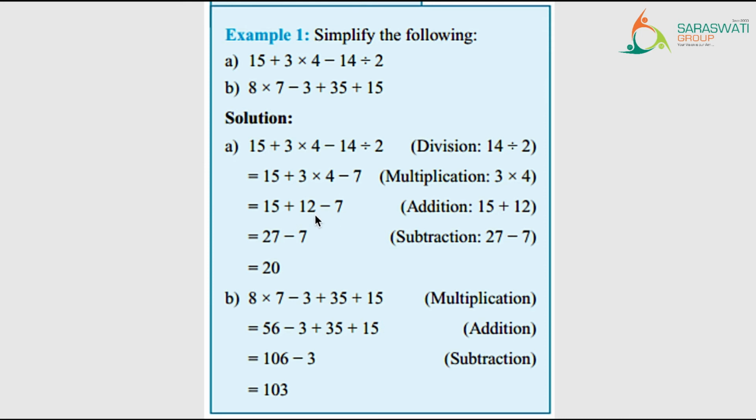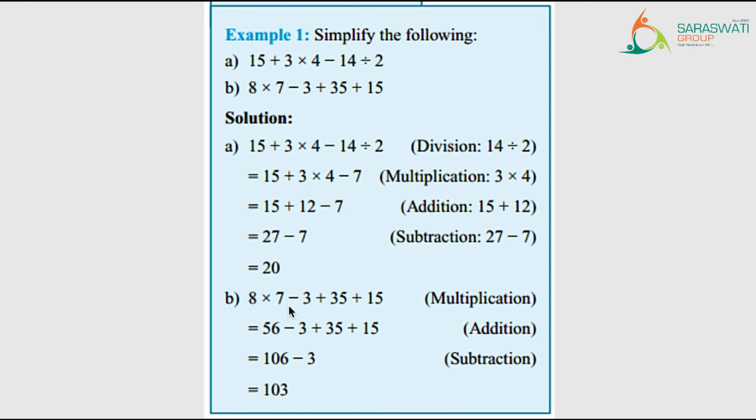Now we have addition and subtraction. So BODMAS rule में पहले addition करना है. So we have to add 15 and 12. That is 27 minus 7 as it is. And finally we have to solve this. So इसका result क्या है? 20. So here we have simplified and got the answer for this mathematical expression.